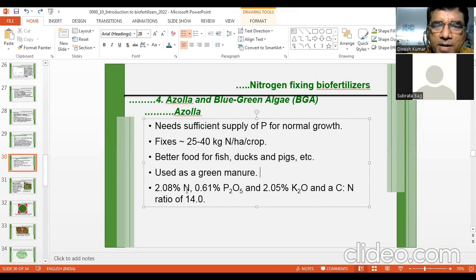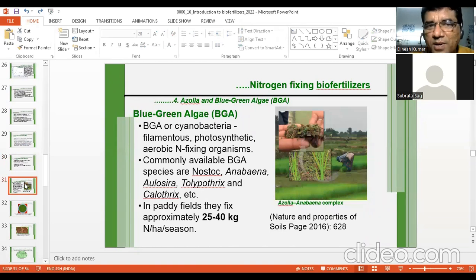So it contains 2.08% N, 0.61% P2O5, and 2.05% K2O, and the C:N ratio is 14:1. 14 carbon, 1 nitrogen. So it can be decomposed very fast.